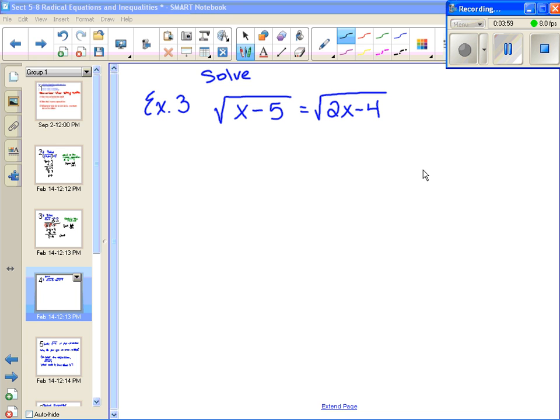All right, here's the next example. The square root of x minus 5 equals the square root of 2x minus 4. Well, now this is different because I have square roots on both sides. I don't have to isolate the square root because there's nothing else with it on the side. So I'm just going to square both sides.